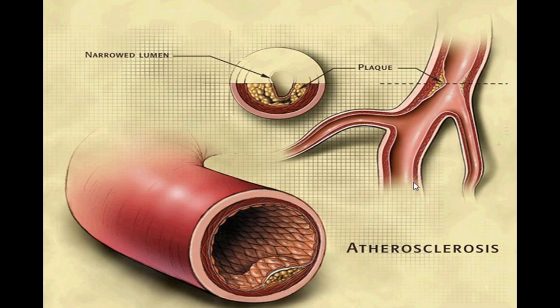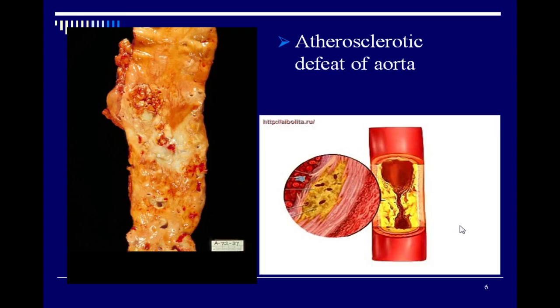Here you can see a picture of the atherosclerotic process inside the vessels, and you can see a narrow lumen with a plaque inside, and this plaque is the main blockage of the blood supply in the arteries. Atherosclerotic defeat of the aorta.